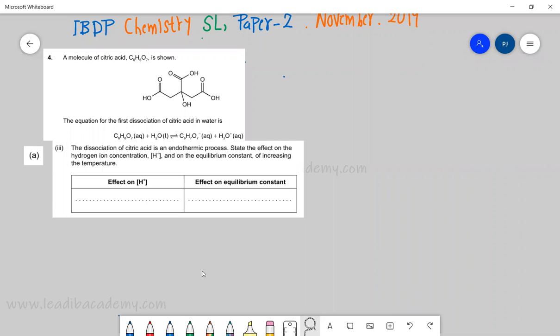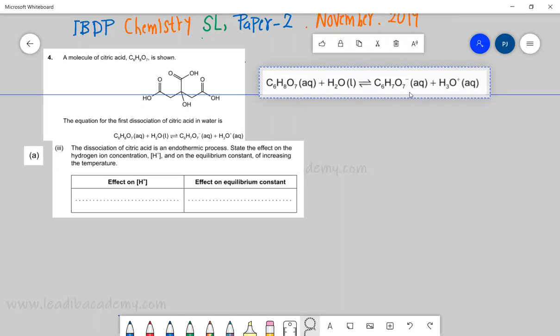Okay, question number 4B3. The dissociation of citric acid is an endothermic process. State the effect of increasing the temperature on the hydrogen ion concentration H plus and on the equilibrium constant. So let me put this reaction.